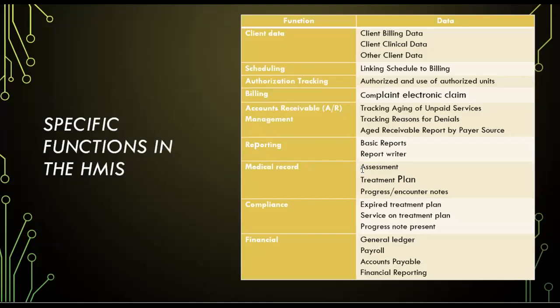Next. Now, let's go to the specific functions of our HMIS. So, what are the specific functions of HMIS? We have here the client data. That is a function of HMIS. It covers client billing data, the billing of the patient, client clinical data as well, the clinical data of the patient, scheduling, authorization tracking, billing, account receivable, the unpaid services that the patient has not yet paid, tracking reason for denial, and each receipt report by payer source. Okay, reporting, basic reports in the report writer.